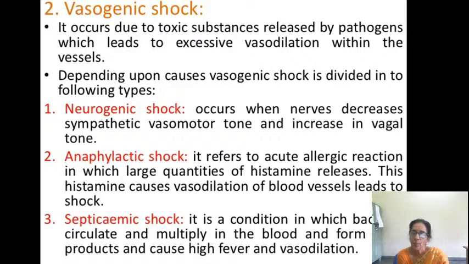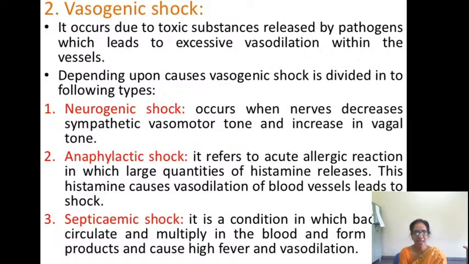But this is very short-lived, and the person will regain consciousness within a few minutes. It is benign. Okay. Next one is the anaphylactic shock.